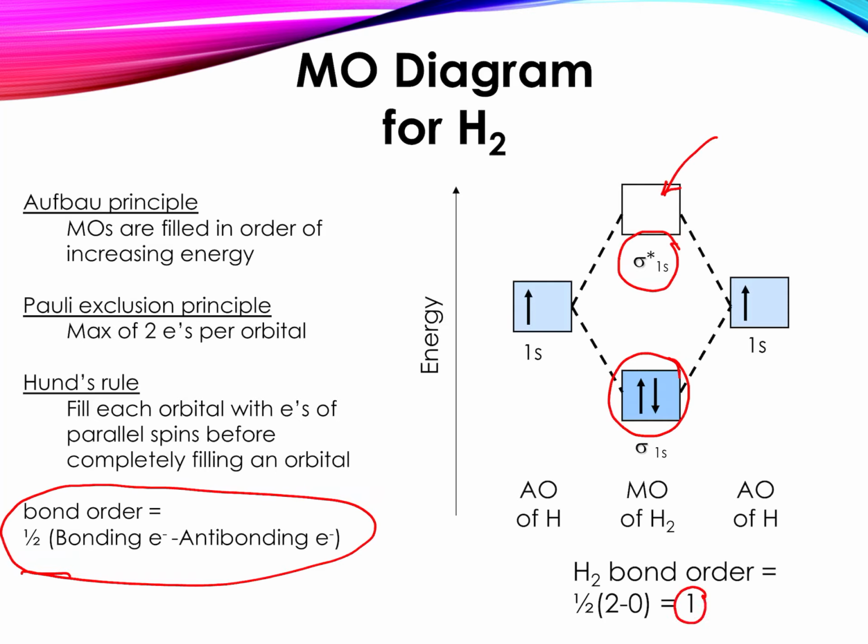If we were going to draw H2, we would draw it like this. There's a single bond between those 2 hydrogen atoms. If you had a bond order of 2, that would be a double bond. A bond order of 3 would be a triple bond. So that bond order is telling you essentially how many bonds are formed between those 2 atoms.